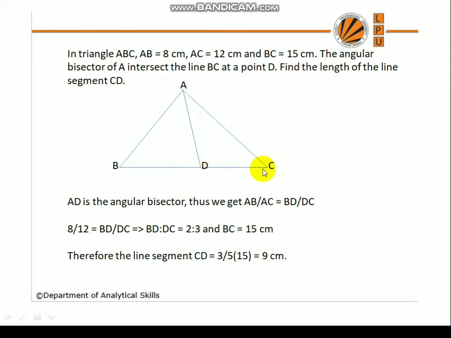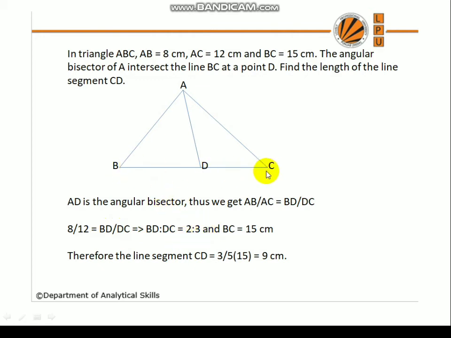To calculate the length of CD, we should know the angular bisector property. This angular bisector AD always divides the line BC in the ratio of AB to AC. That is, AD is the angular bisector, thus we get AB upon AC equal to BD upon DC. So we know AB is 8 cm, AC is 12 cm. So 8 upon 12 is equal to BD upon DC. Thus we get the ratio BD to DC is 2:3.